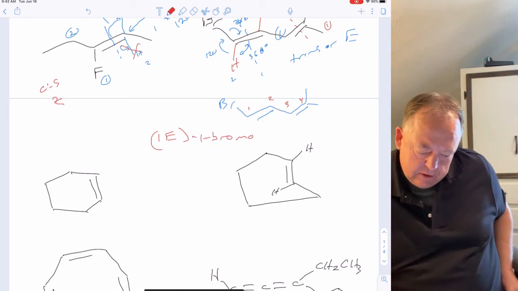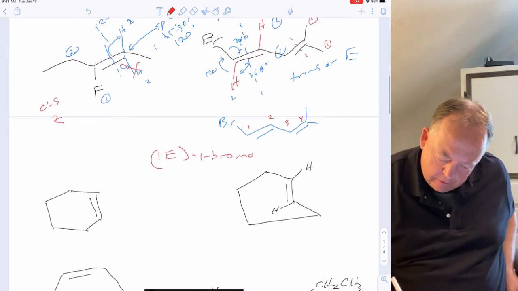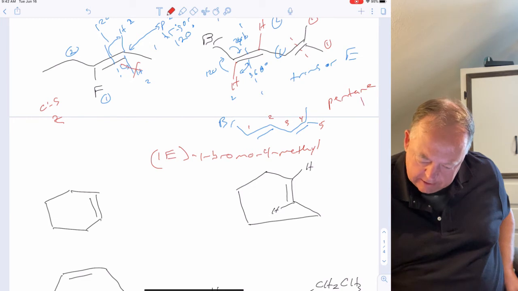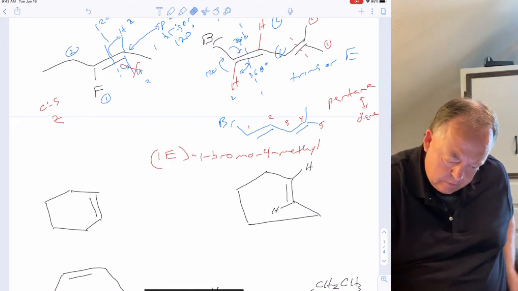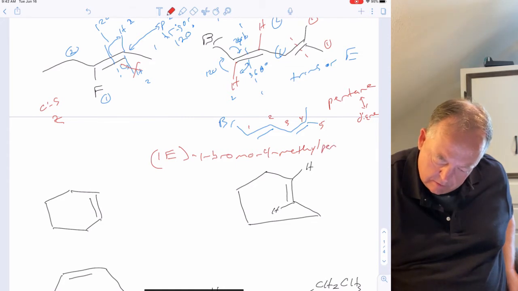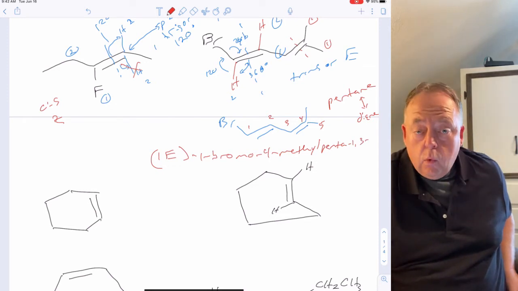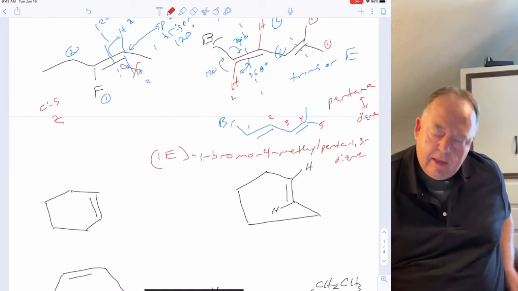Okay, so we have first double bond is trans, so 1E, and then 1 bromo and 4 methyl. So the parent would be 5 carbons, so that would be pentane. To make this easier to say, the A is typically kept, and you just stick a diene there. So then this would be penta 1, 3 diene. So the double bonds start at carbon number 1 and carbon number 3. So penta 1, 3 diene would be the name of that molecule.